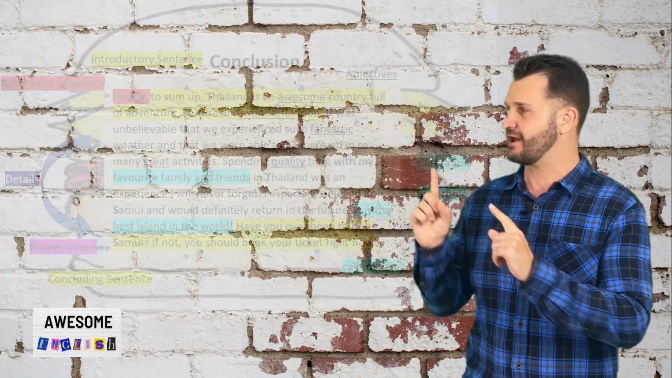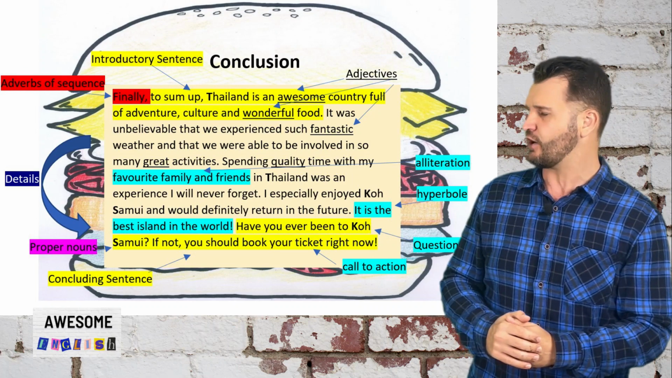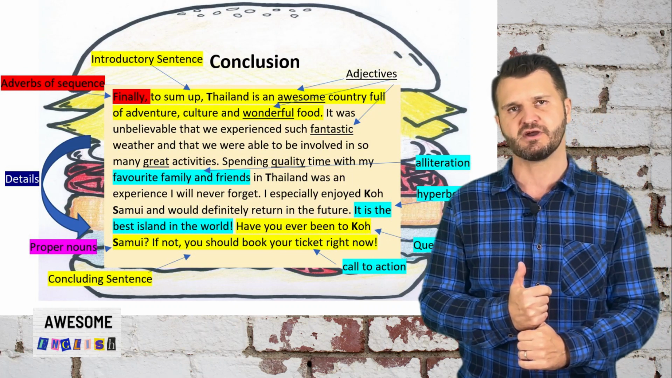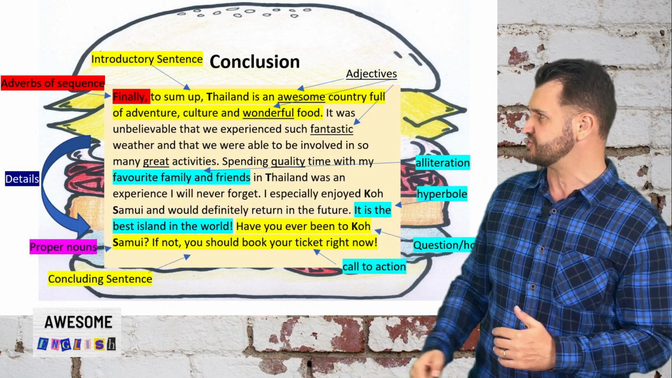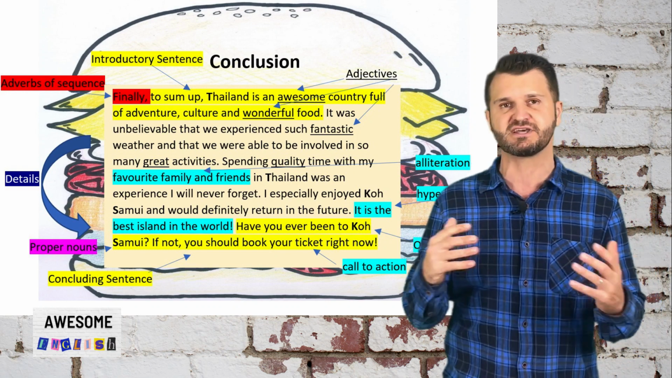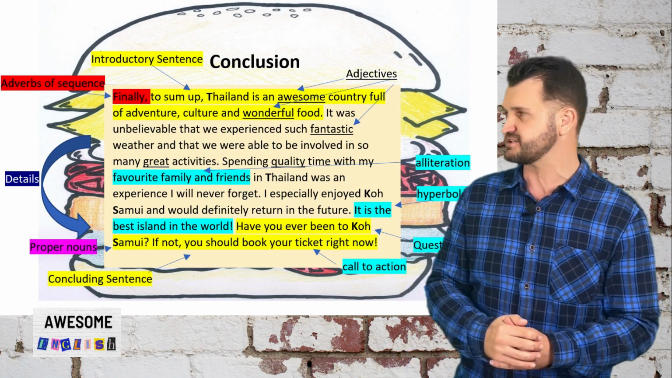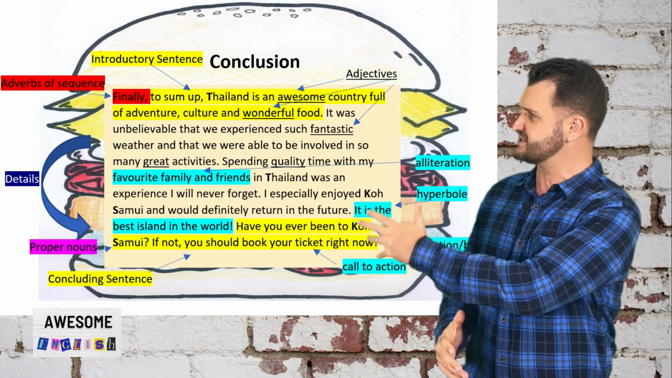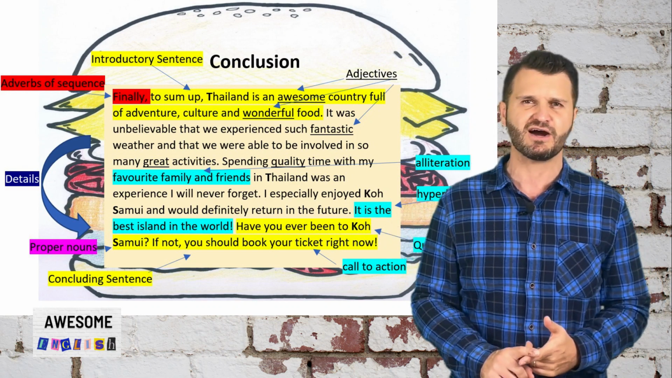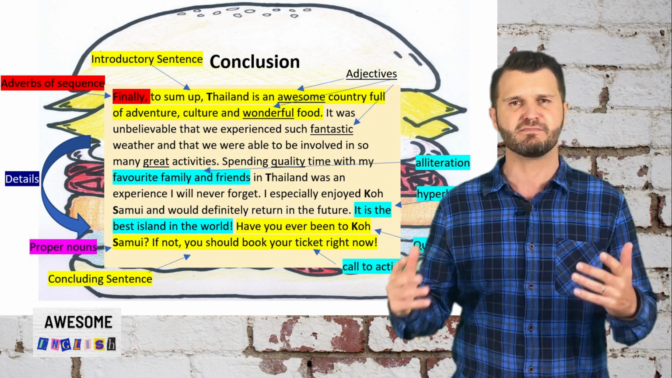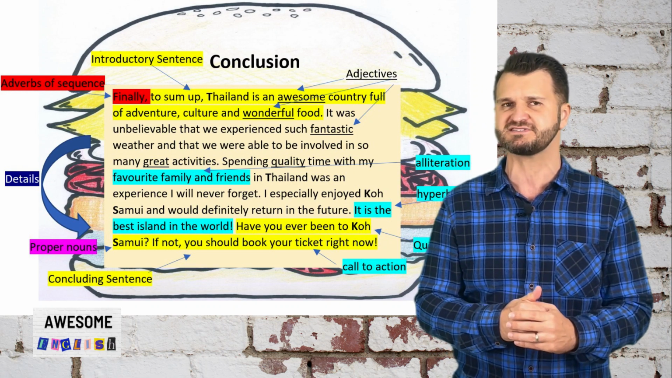Let's check out an annotated example of a conclusion paragraph. So we have used the hamburger strategy. You can see the introductory sentence in yellow, the concluding sentence in yellow as well. We have some amazing details using literary devices like alliteration. We have a mix of simple, compound, and complex sentences.